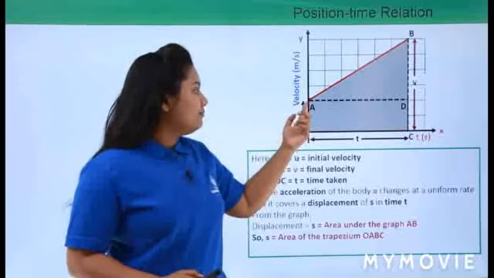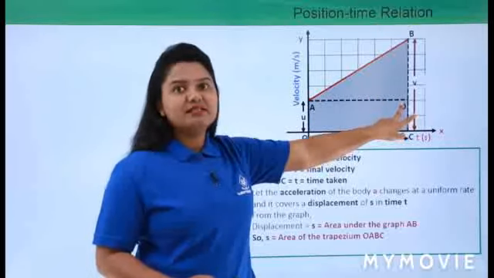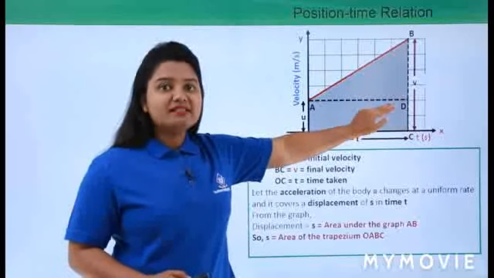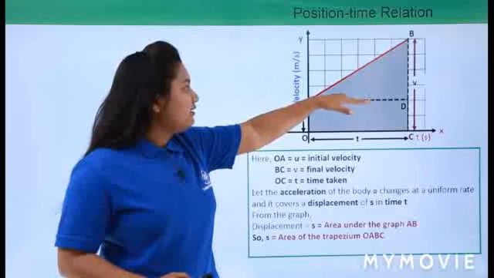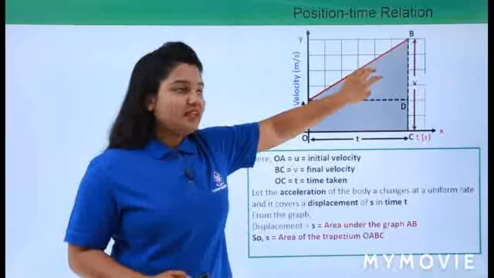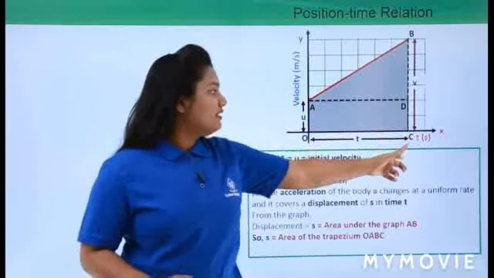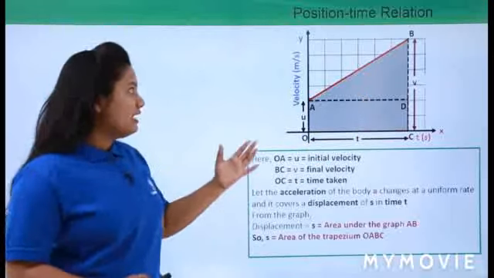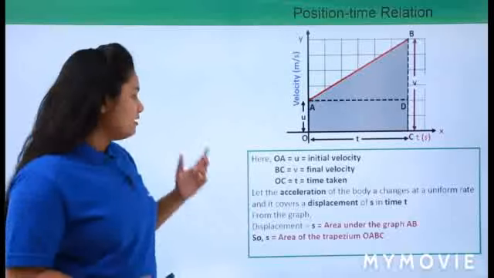Now let us draw a perpendicular line from point A which touches BC at point D. This construction has been made to find the area of the whole trapezium. We will find the whole area of the trapezium by first finding the area of the triangle, then the area of the rectangle OADC, and then adding these two areas. So that's the procedure we are going to follow to find the displacement. So let's move ahead.